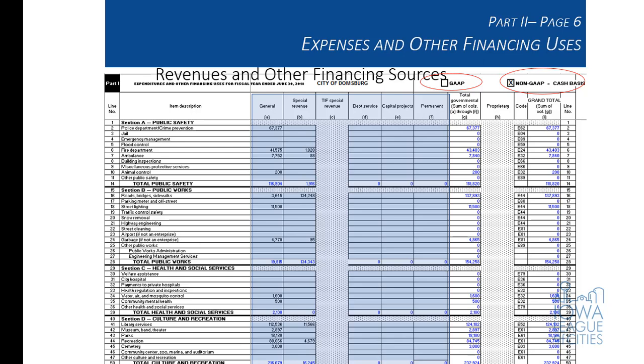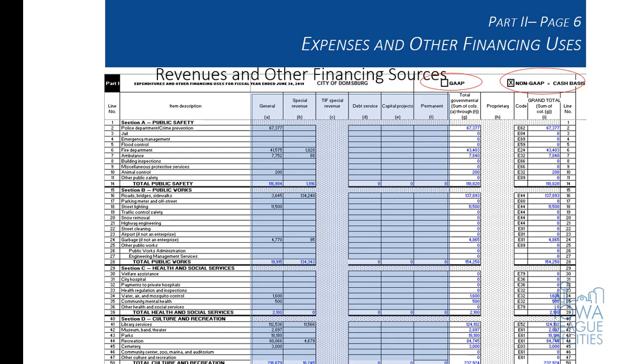So the first program is going to be public safety, and you can see that's the first 14 lines. And you can see I kind of cheated, and in order to get everything on one page, I have hidden some of the blank lines. If you need those blank lines because you have a special situation, a special 28E agreement under public safety, there is space to put that, even though it doesn't show here on the screen.